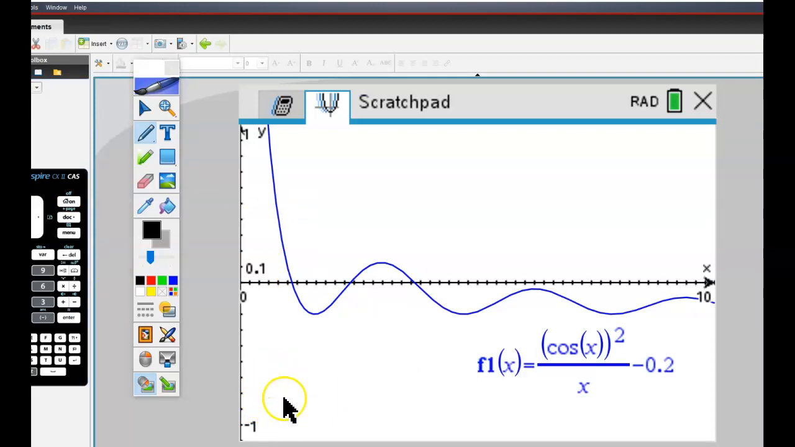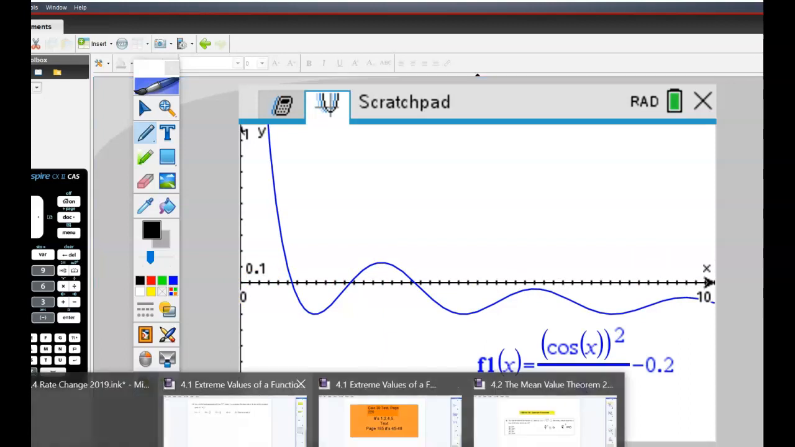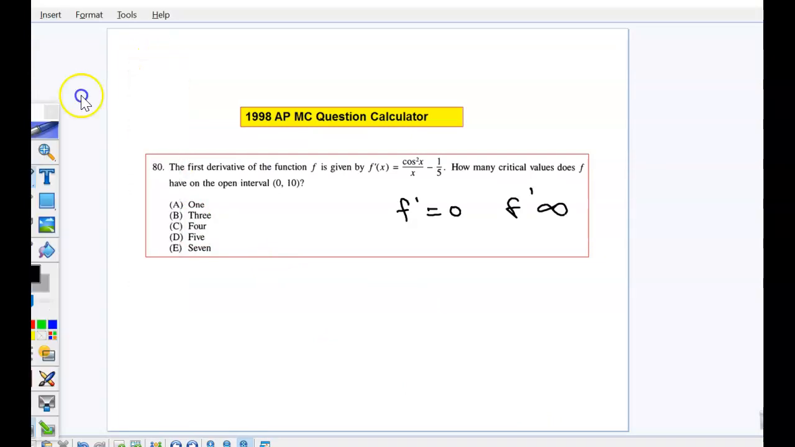Okay, so now the question is how many critical values does it have? So how many times does the graph cross the x-axis from 0 to 10? Well, we can clearly see it crosses 3 times. So therefore, the solution to this one would be the answer of 3, which is B.